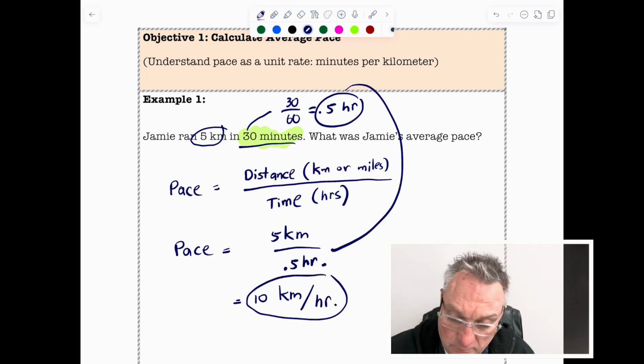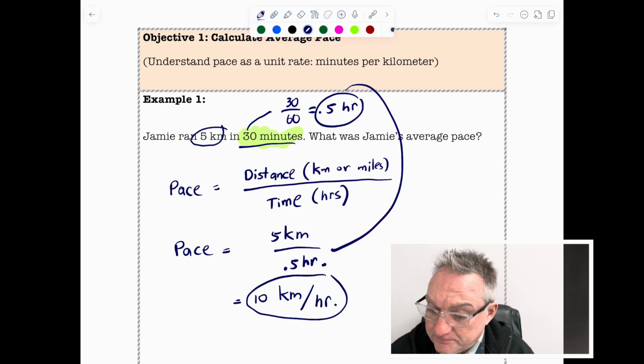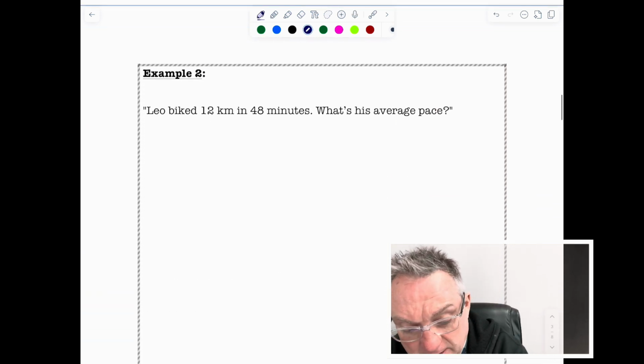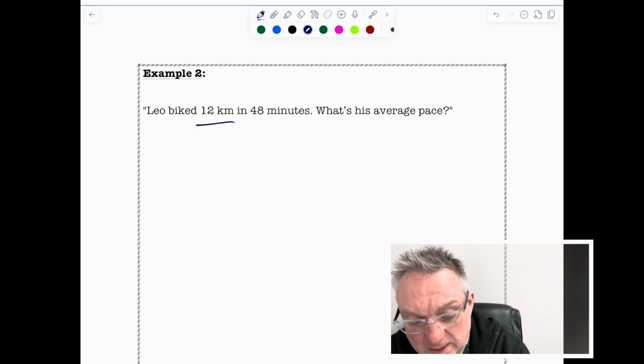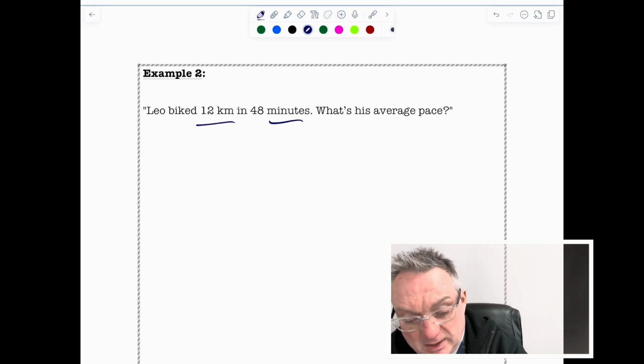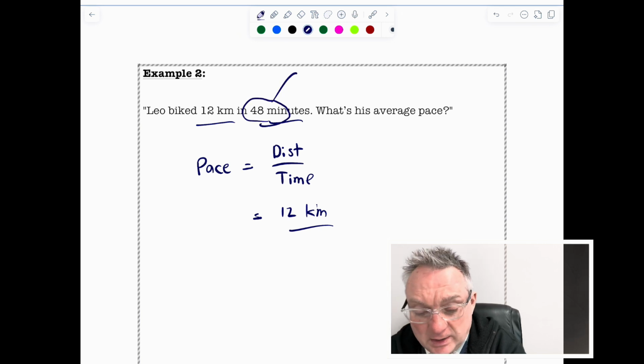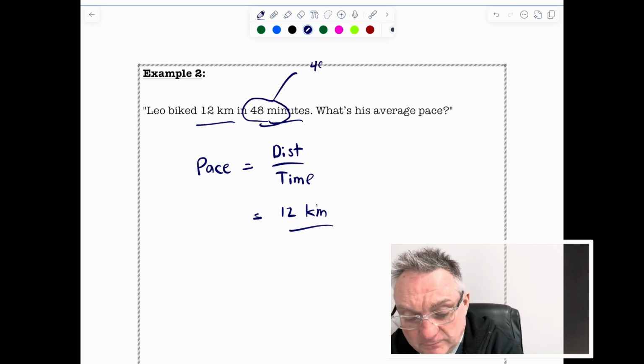Okay? So another way we can use that formula, in example number 2, Leo biked 12 kilometers in 48 minutes. What's his average pace? So again, pace is distance divided by time. Our distance is 12 kilometers. But again, our time's in minutes. So I have to divide that by 60 to find out how many hours it is. And that comes up to 0.8.